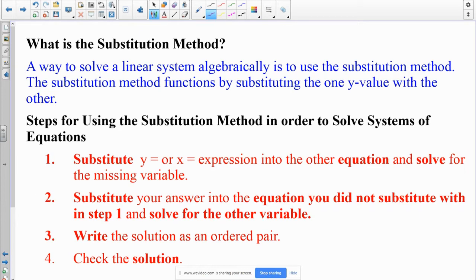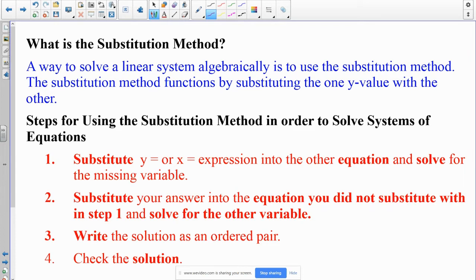I have 4 steps that I usually go through. First, I'm going to substitute the y equals or the x expression into the other equation and solve for that missing variable. Then step 2, we're going to substitute your answer into the equation you did not substitute with in step 1 and solve for the other variable. Then the solution is an ordered pair, so you're going to write down the ordered pair, and then we're going to check our solution. So let's get started, and we're going to follow those steps.